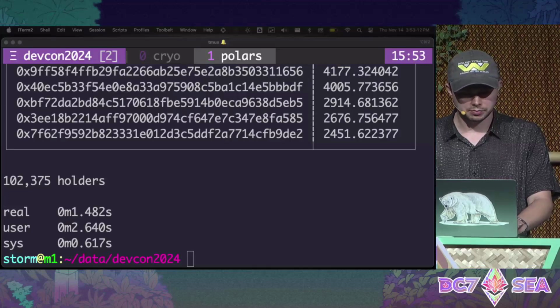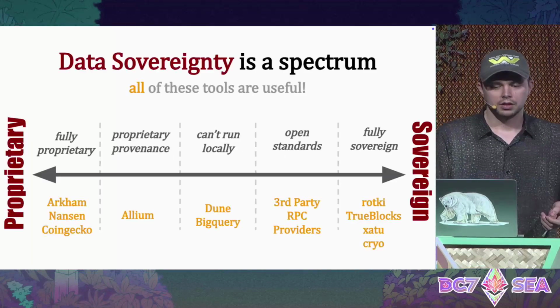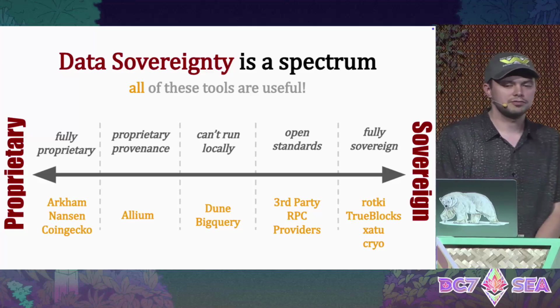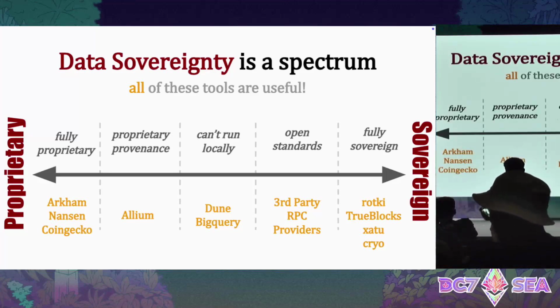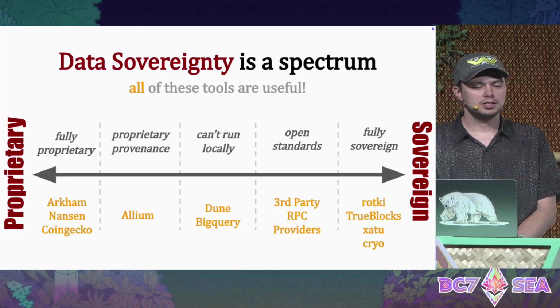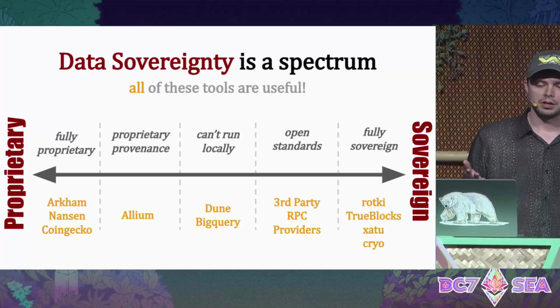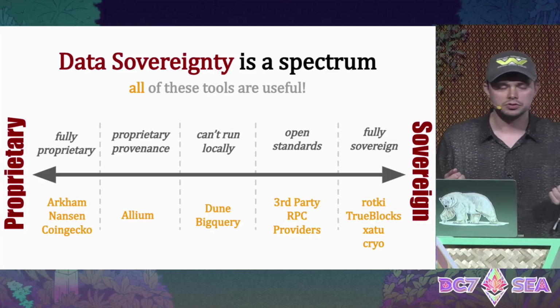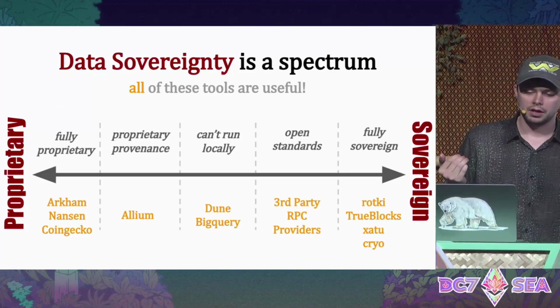Okay, so let me return to the slides. Here we are. Those are just some contrived examples, but things can get a lot more complicated in practice. I want to finish with a couple final thoughts. First thing is, data sovereignty is not an all or nothing thing. You can think of it as a spectrum. And just like there are different levels to decentralization, there are different levels to sovereignty.